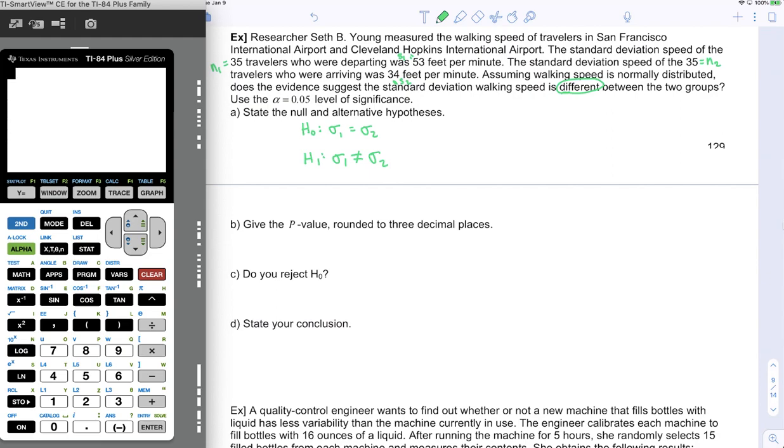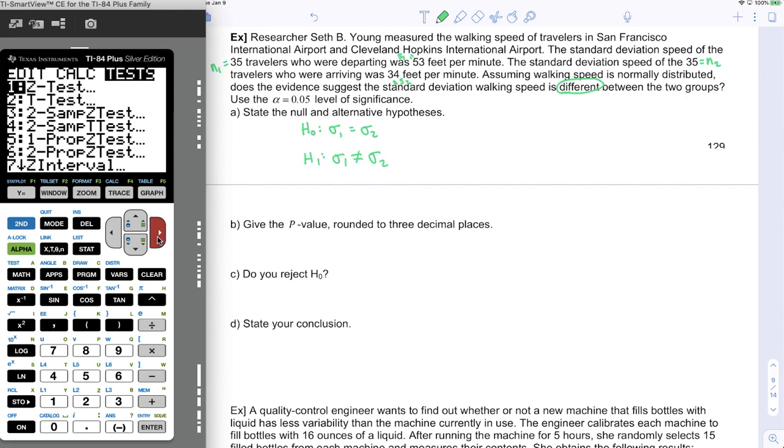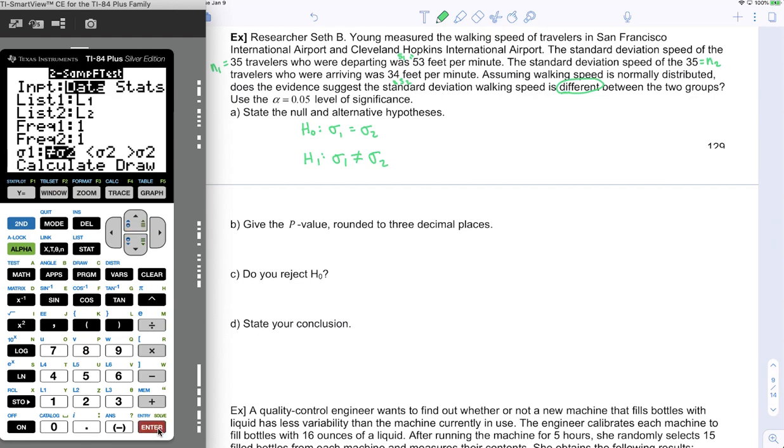And now we want to find the p-value. So we go to our stat tests menu. So stat, arrow to the right, tests. The two sample F test is way at the bottom, so I'm going to just use the up arrow here. Here it is. On my calculator here, it's the E selection, two samp F test. It's kind of a fancy F here. The F stands for Fisher, who was actually a famous statistician. So let's press enter to go into two sample F test.